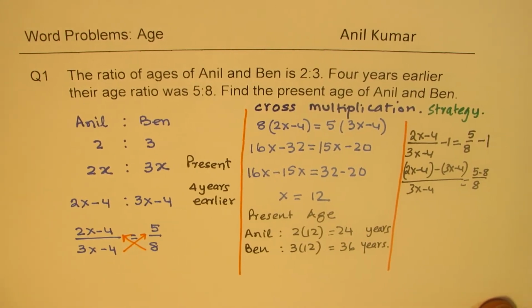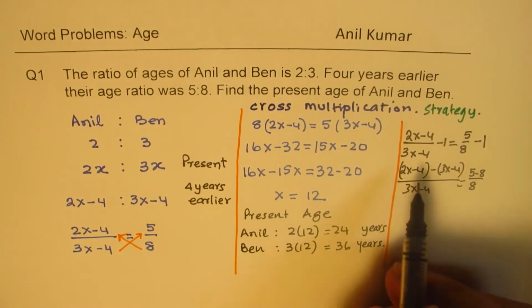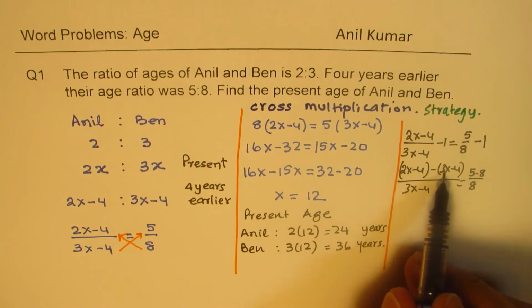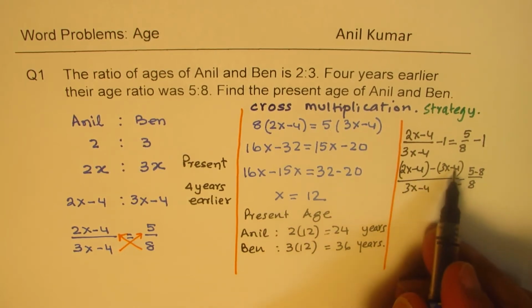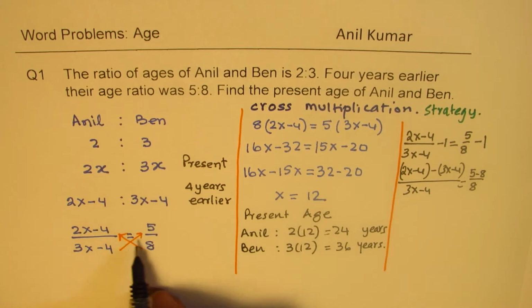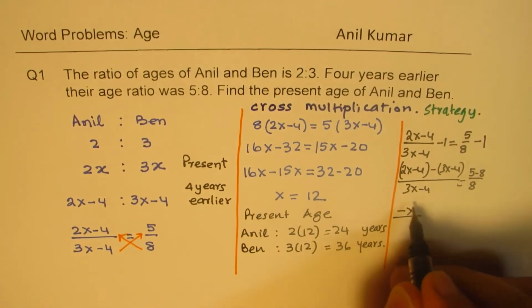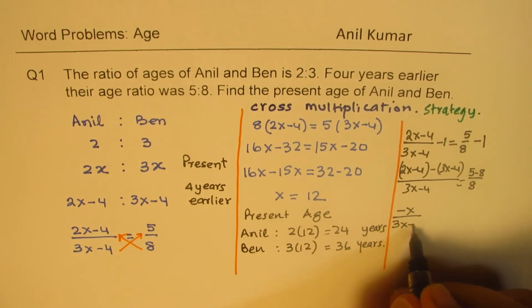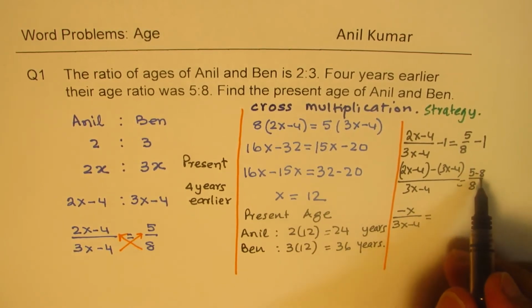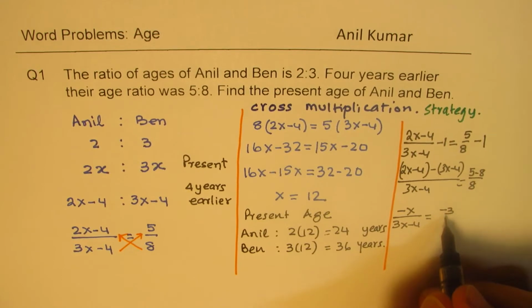Let me shift the page a bit to this side. Now 2x minus 3x is minus x, and minus 4 cancels, you see. So in any age problem that will normally cancel. So we get minus x over 3x minus 4 here, and 5 minus 8 is minus 3 over 8.